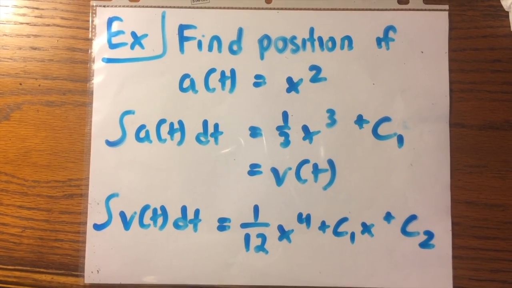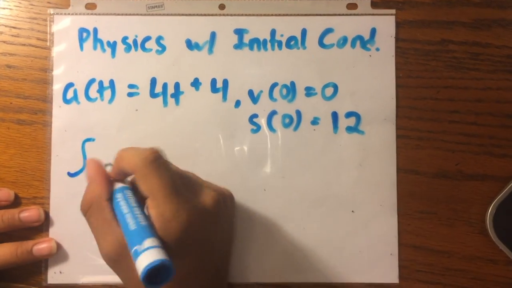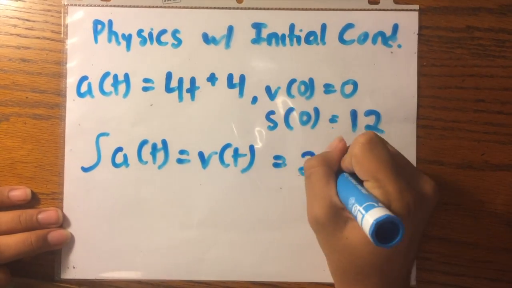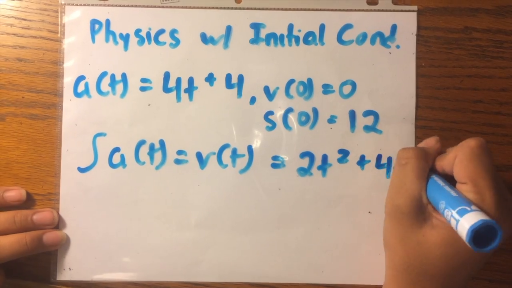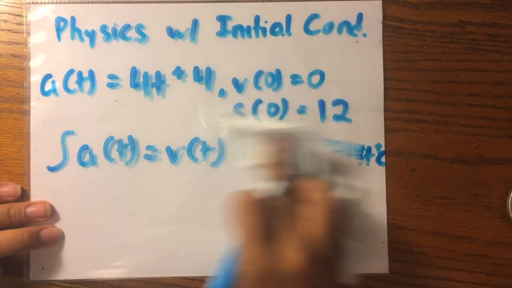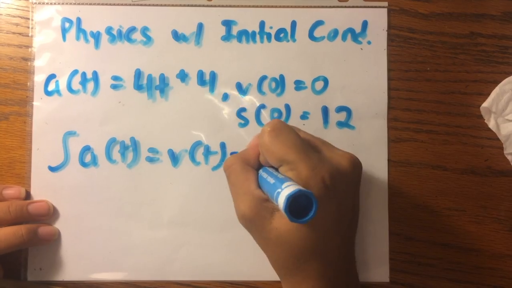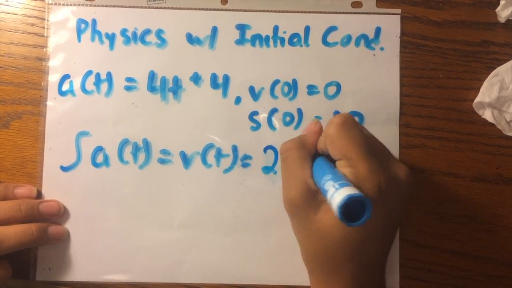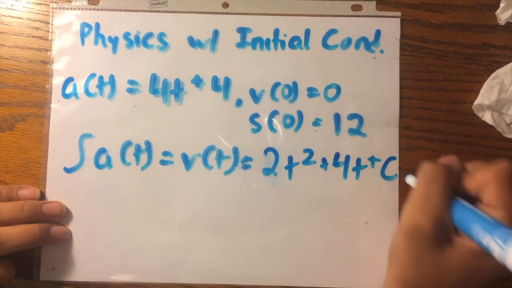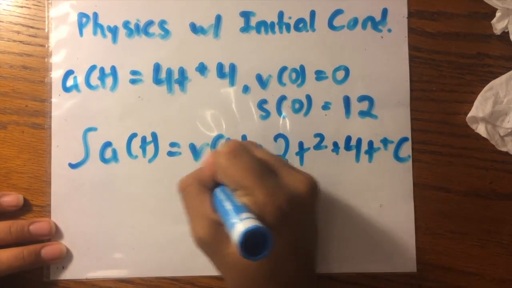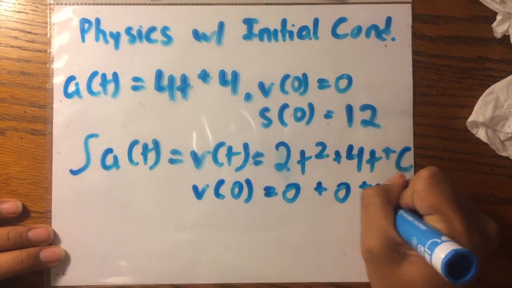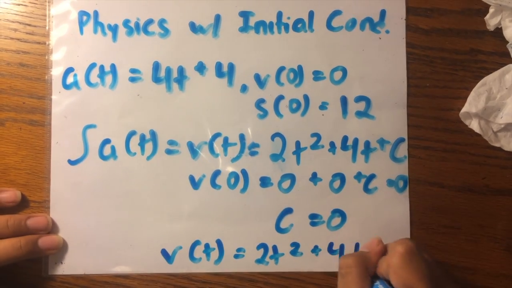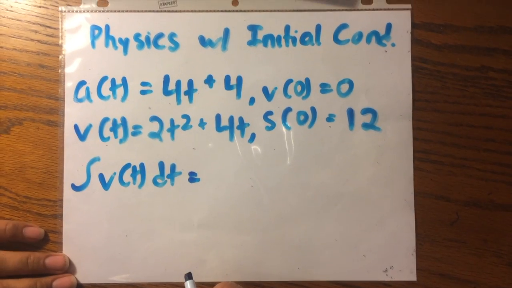Now let's combine the two things we just learned: physics with initial conditions. So now if we integrate a of t, we get the velocity. With the function a of t equals 4t plus 4, if we integrate that, we get 2t squared plus 4t plus c. Then we use the initial condition given to us, v of 0 equals 0, and we find that when you plug in 0, both t terms become 0, and therefore the first c is 0. Therefore v of t equals 2t squared plus 4t.